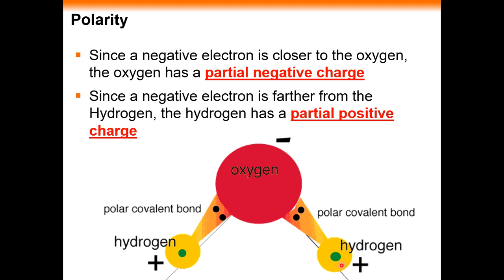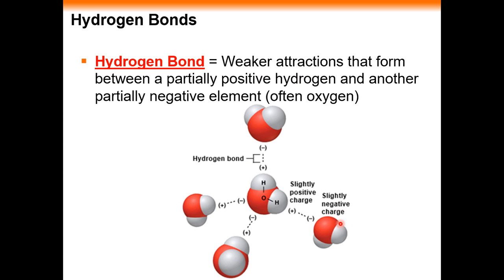There's less negative stuff next to these hydrogens. So it's going to be a little positive. We'll call that a partial positive charge. So these are negative and positive now. Not fully negative, they're just partially.